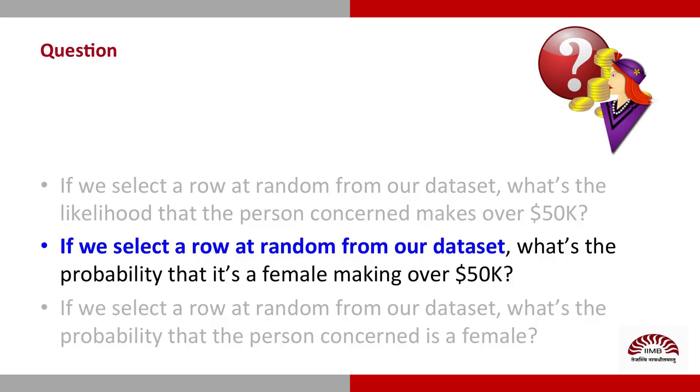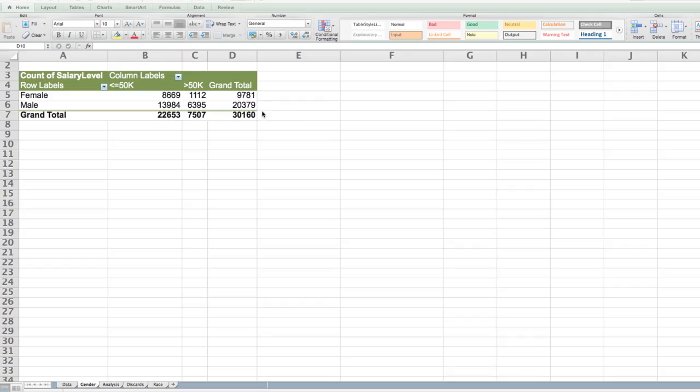Examine the first half of our question statement. If we select a row at random from our data set, this means the sample space is all of the data set whose size is, from our pivot table here, 30,160. Hey, that's our denominator.